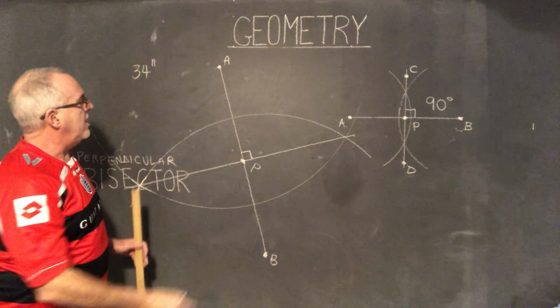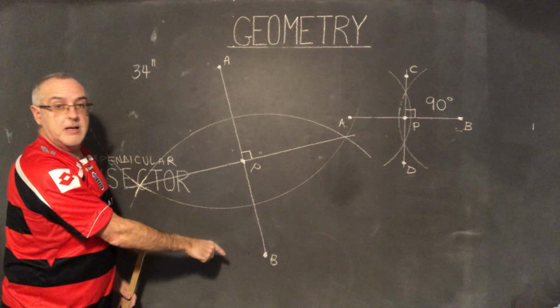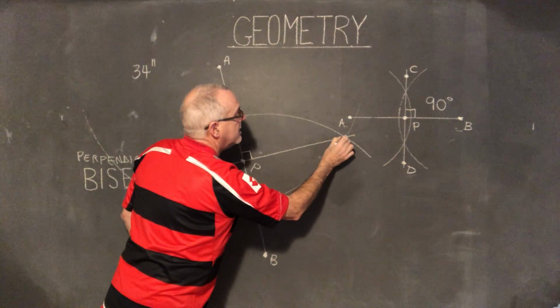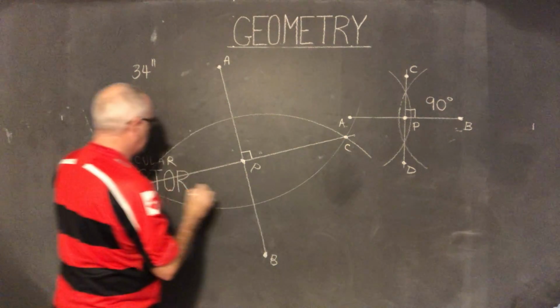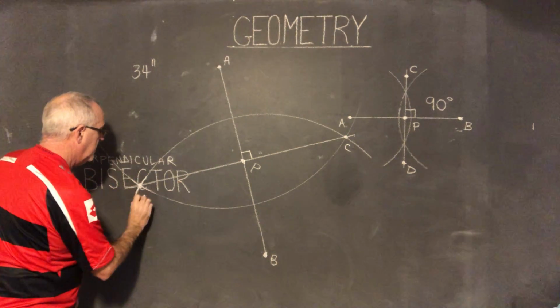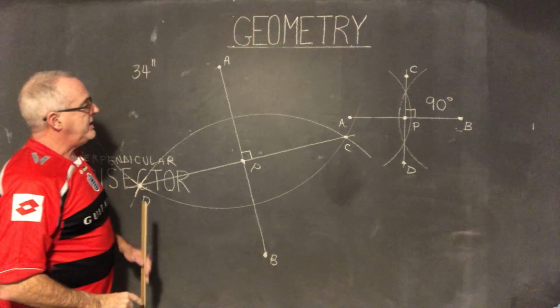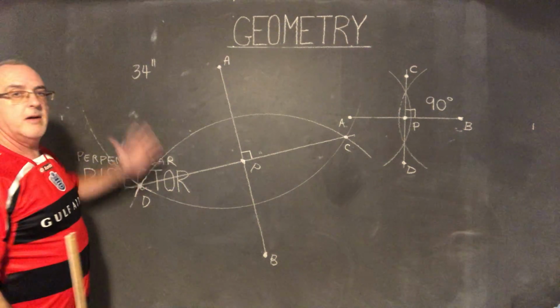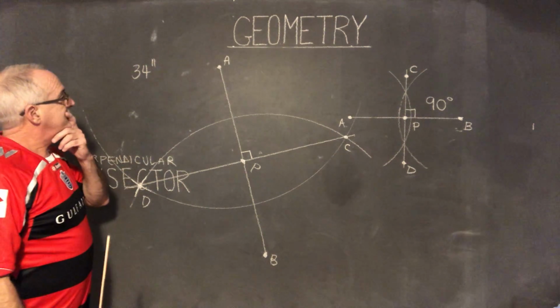So my original line was line segment AB. I'm going to call this line CD. My midpoint is P. I have my perpendicular bisector. I have succeeded. So that was fun.